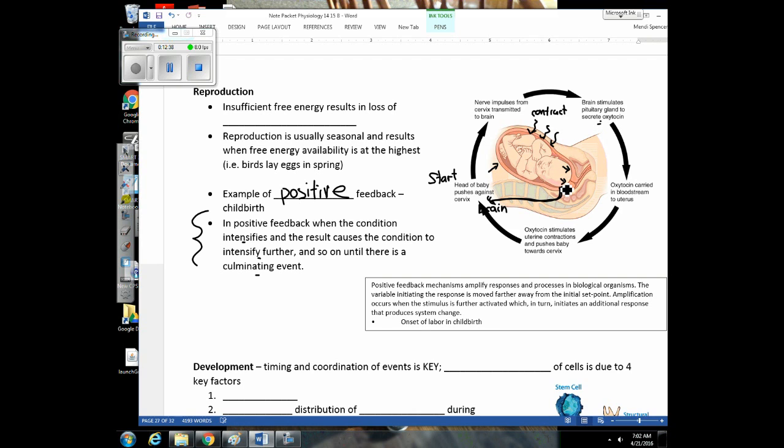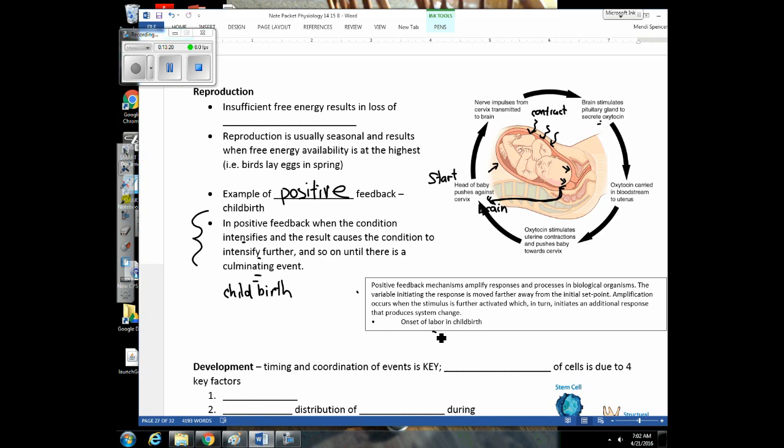Which again causes the head to put even more pressure on the cervix. So you see what I mean by we have a condition that intensifies, and the result is that head is pushing on the cervix, causes this condition to intensify further, because this pressure again causes the release of more oxytocin, which causes more contractions, which again causes an increase in that pressure on the cervix, until there's a culminating event, and in this case, it's childbirth, and that stimulus is completely removed. College Board says you need to know an example of a positive feedback loop or a positive feedback mechanism, and a good example is childbirth, or you can even talk about fruit ripening.